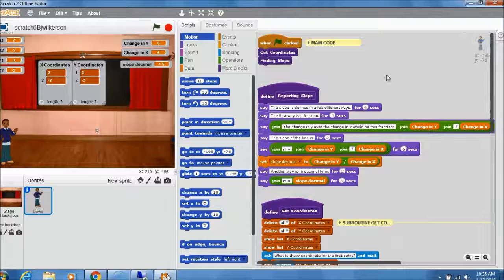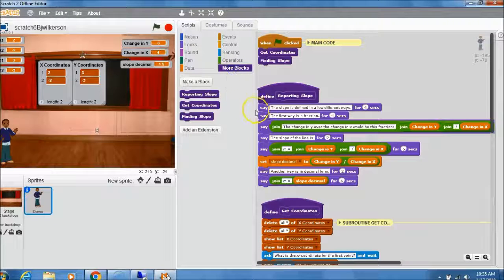And then we have built this third subroutine of reporting the slope. This one talks about how to report to the user, the teacher, exactly what the slope is. So we've got get coordinates, finding slope, and reporting the slope. Alright, everything all nice and neat.